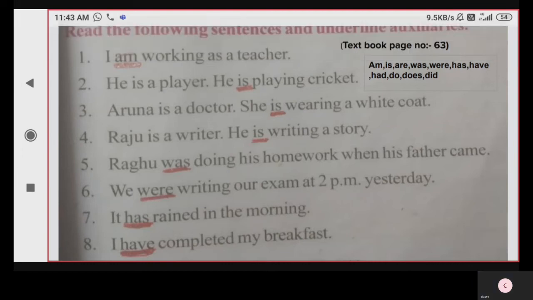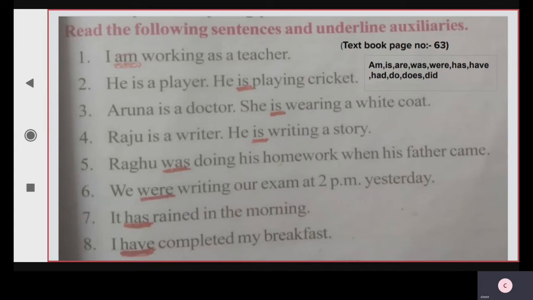Children, read the following sentences and underline auxiliaries. Here they ask to underline the auxiliaries only. Read the sentences carefully and search for the words which are given in the box, that too only before the verbs, and underline them. Let's read the first sentence.